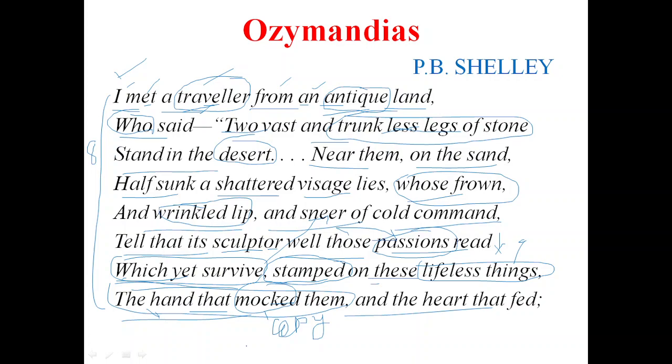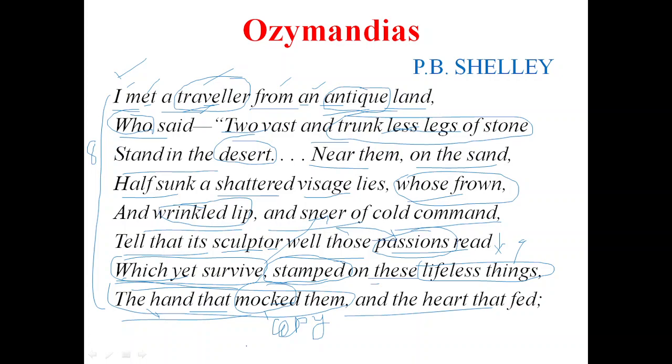In this stanza, the poet tells us that he had met with the traveler. वो कहाँ से आया था? He came from an ancient land, antique land. उसने क्या कहा? He said that he had seen something. उसने कुछ देखा है desert में. क्या देखा है? 2 vast and trunkless legs of stone. बहुत बड़ी. Vast means huge, gigantic, very large. Trunkless means the upper body is not there. Upper body means above the waist. वो है नहीं, सिर्फ टांगे हैं, बहुत बड़ी. कहाँ पे है? In a desert, एक रेगिस्तान.